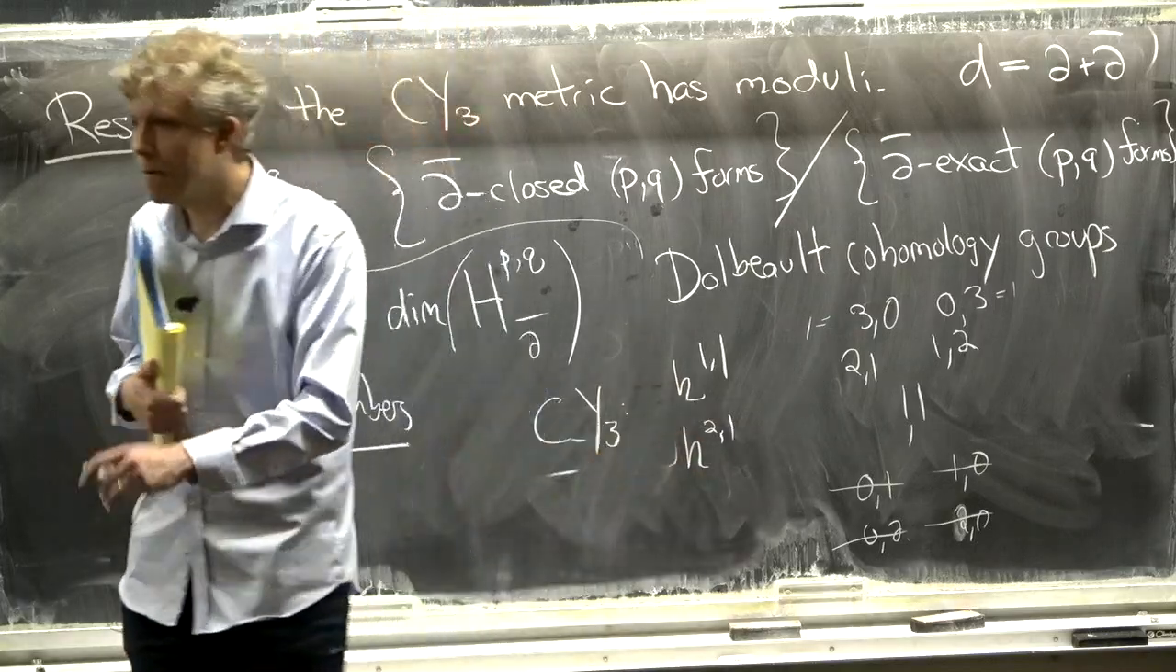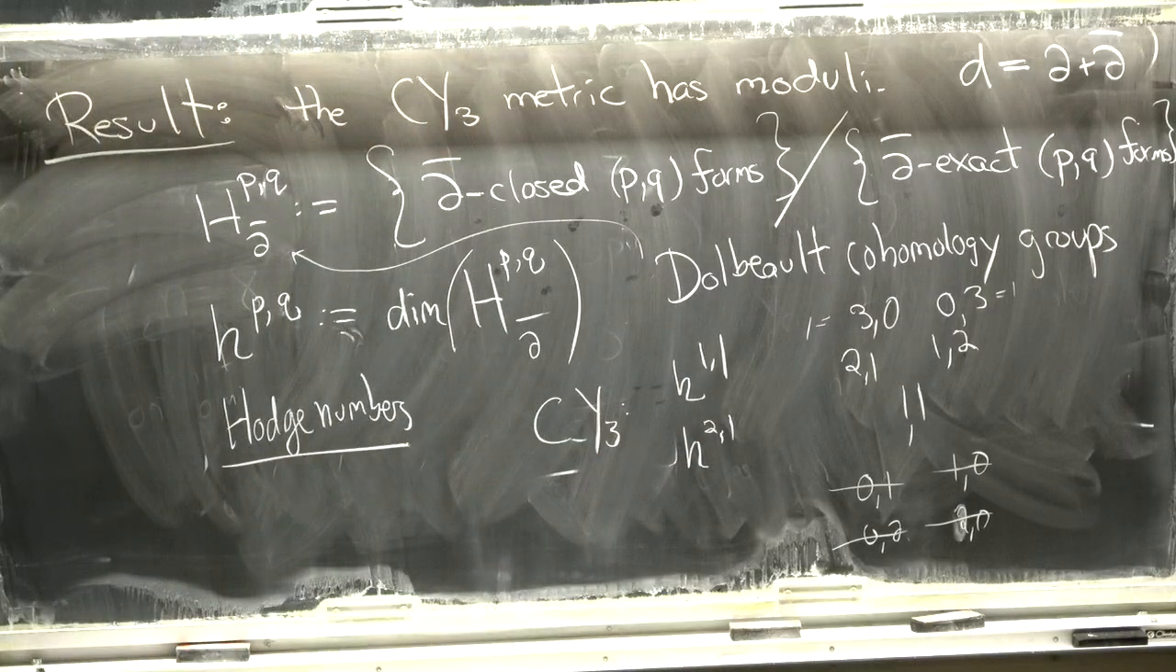Okay, question? Sorry, I think yes. I got confused about it, because, are these cohomology groups invariant under complex conjugation? For example, if you replace the partial bar closed (p,q) forms with the partial closed (p,q) forms, are they the same group? Yes. Okay, I see. Thank you.